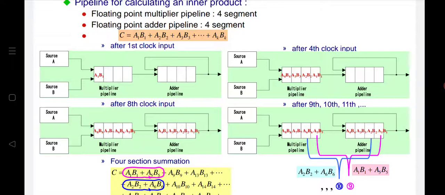After the eighth clock pulse, A1 B1 and everything will have moved to the adder pipeline, and you are going to get the next four values, that is A5 B5 to A8 B8. Next, after the 9th, 10th and 11th clock pulse, we are going to get the results: A1 B1 plus A5 B5 plus A9 B9 plus A13 B13, and so on.